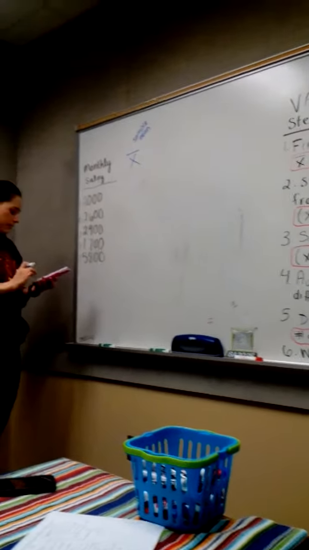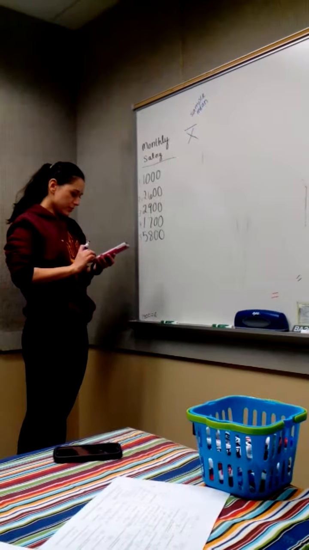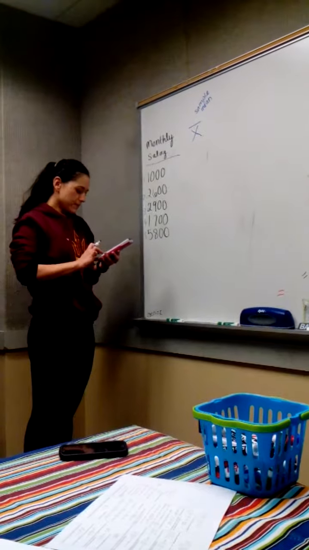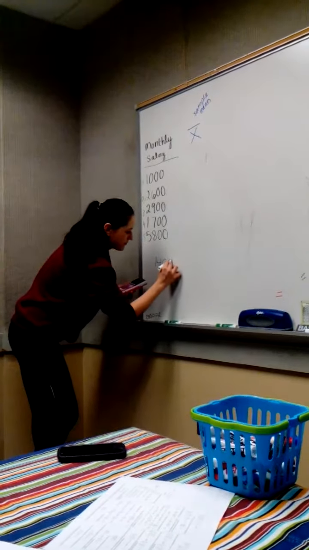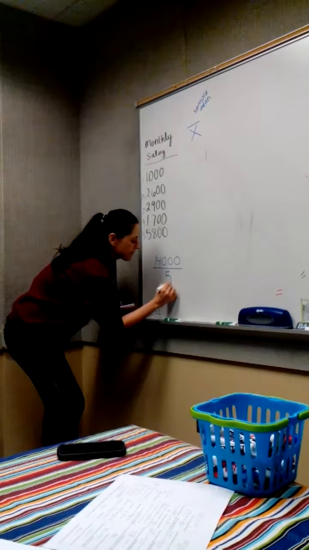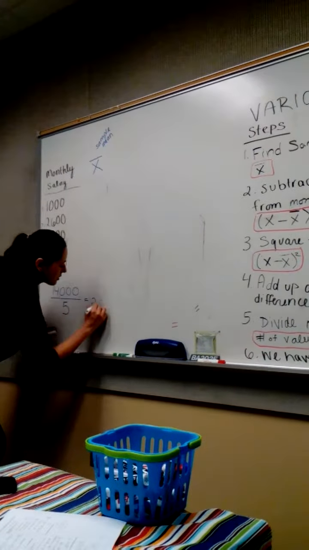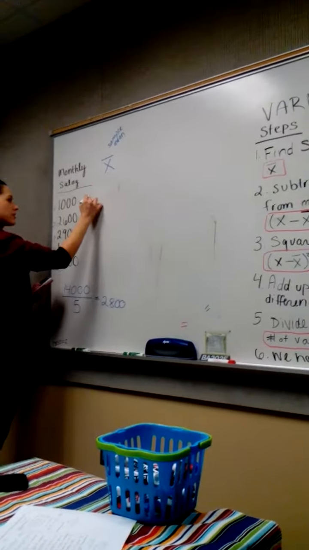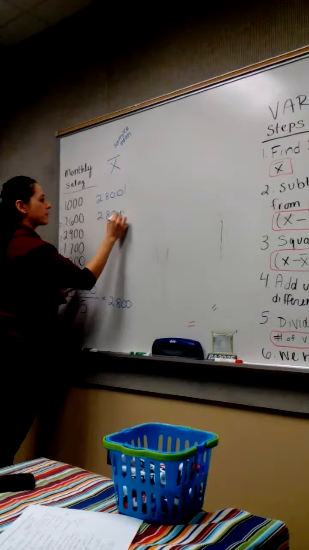And if we do the math, we're going to do 1,000 plus 2,600 plus 2,900 plus 1,700 and 5,800. We get a total of 14,000. And then we're going to divide by the number 5, and that should give us 2,800. That would be our sample mean. So we're just going to put that here in each column, to keep everything organized.